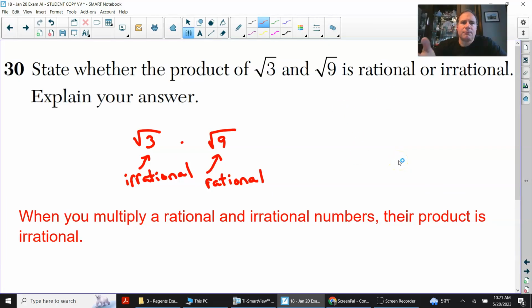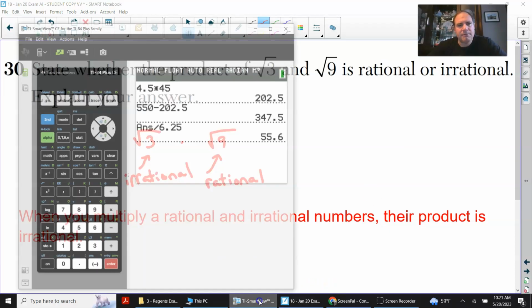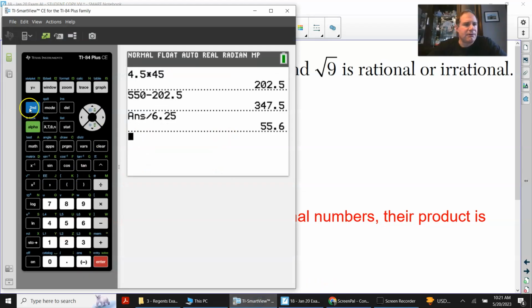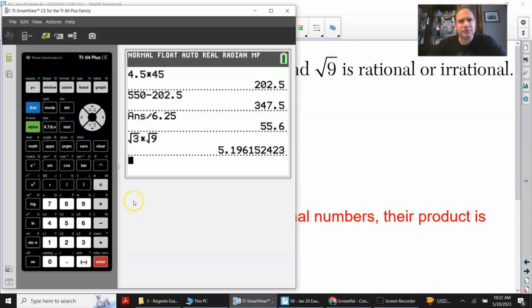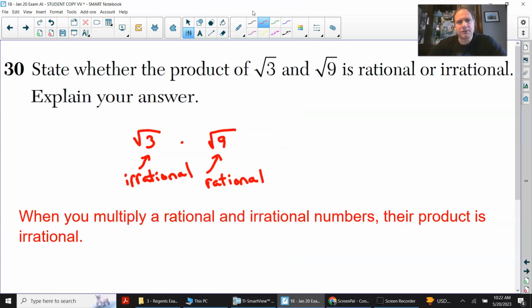You could also put these into the calculator, and if you put square root of 3 times the square root of 9 into your calculator, like so, they know you have a calculator. And you get that number. You could say their product is a non-terminating, non-repeating decimal, which is irrational. And that would work also for full credit.